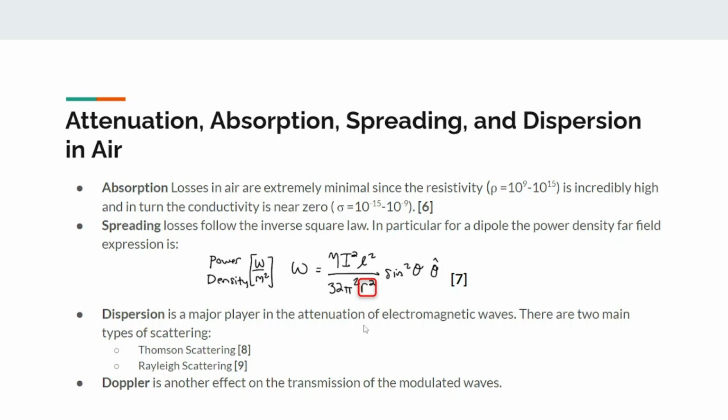Dispersion is a major player in the attenuation of electromagnetic waves. There are 2 types of scattering: Thomson scattering and Rayleigh scattering. Rayleigh scattering we have heard of in the class, when it was talked about in underwater acoustic applications. It's very similar, if not the same, to RF and communicating electromagnetic waves in air. I'll explain a little further in a bit. And then Doppler, obviously it affects the frequency of the observer.